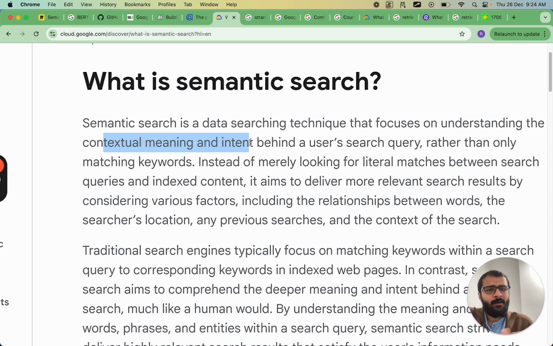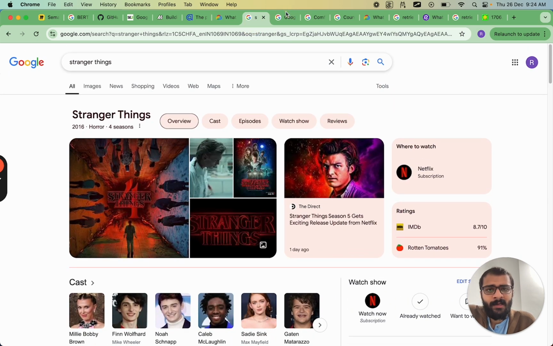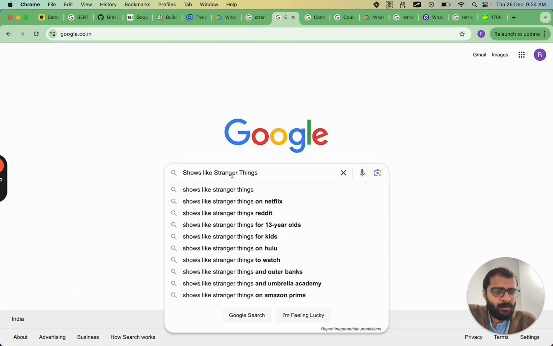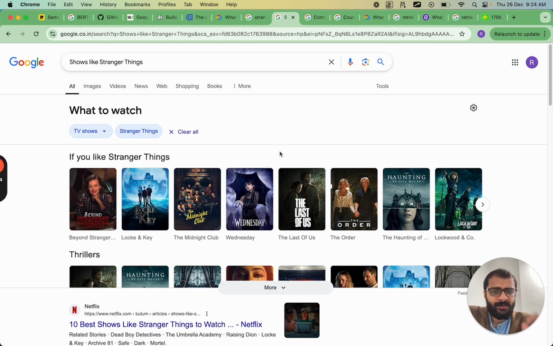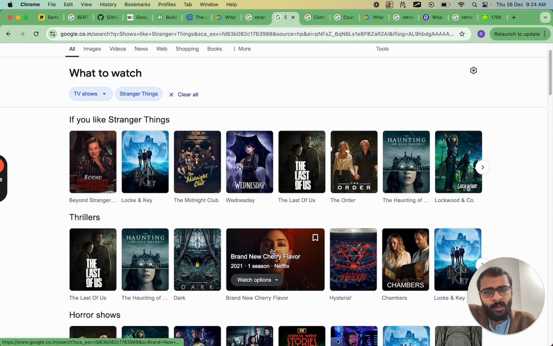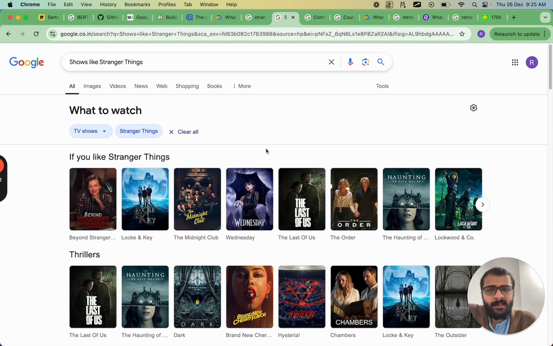So let me now give you some examples of semantic search, some more examples. We already started by looking at the Stranger Things example. So I go to Google and I ask shows like Stranger Things. So it understands the meaning of my request, and instead of just keyword matching, it gives me shows which have some kind of mystery element to it, maybe which are set in a small town. So that's why the search results become much more relevant.